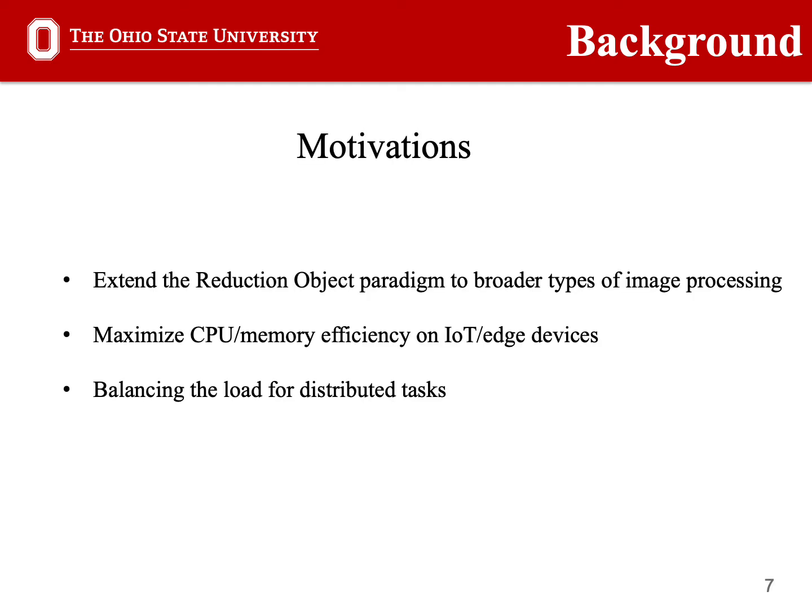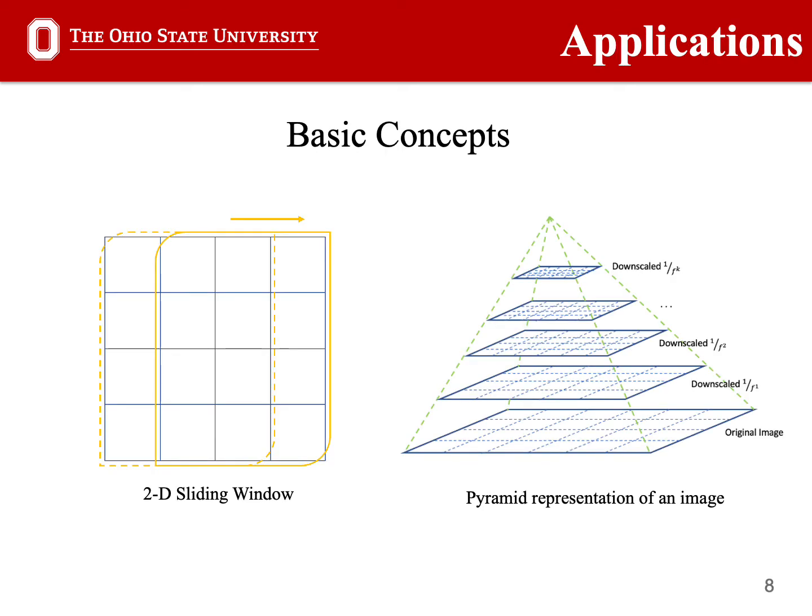In our design, we want to extend the reduction object paradigm to a broader type of image processing applications. In this way, we want to improve the locality of these applications so that we can maximize the CPU and memory efficiency on edge devices. Furthermore, in the hierarchy of central edge devices, we want to balance the load for distributed tasks. Before we get to the system design, let's walk through the applications we want to optimize.